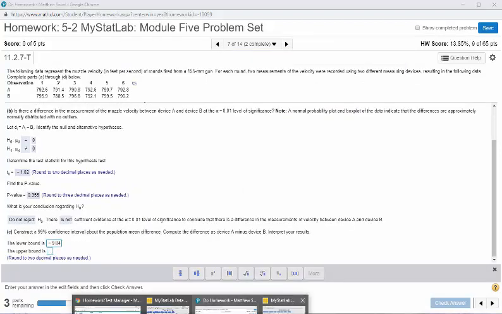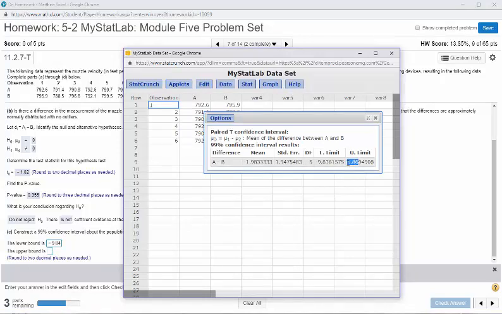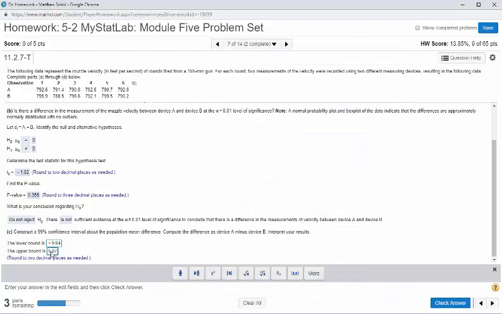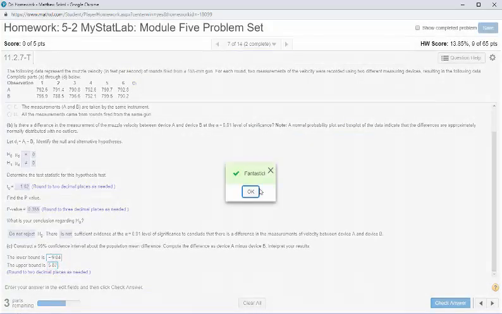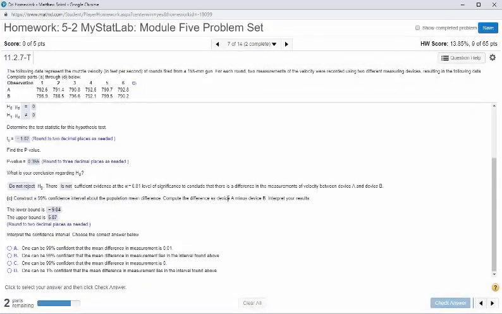And the upper bound is going to be 5.87 when I round it. I got it. Great. All right, interpret the confidence interval.